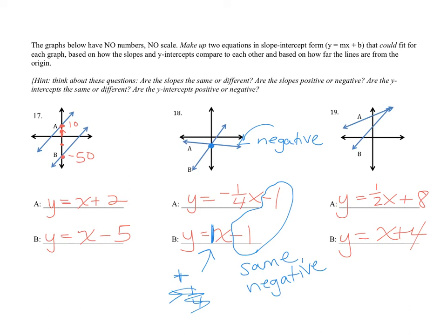For number 19, what's important here is that for letter A, whatever slope you put for letter A has to be less steep than the slope for B. So my slope for A, I said was 1/2. My slope for B, I said was 1. As long as A is smaller than B, you're good. And both the slopes have to be positive because they're both going in positive directions. Now your y-intercepts, they both have to be positive because they are both above the origin.